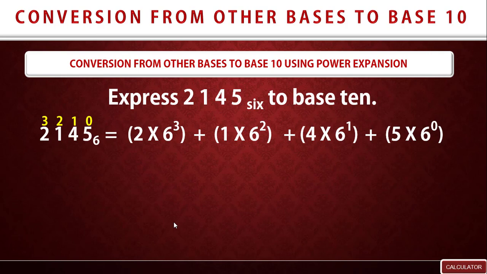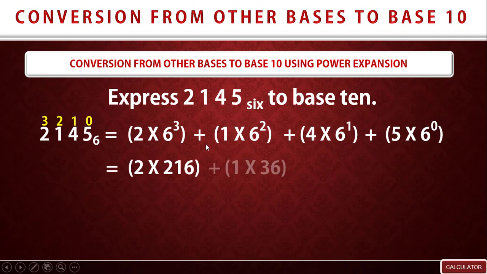So you can make use of your calculator to do that. So we now have 2 times 216, and then the next one right here, 6 squared, that's 6 times 6, that gives us 36. So we have plus 1 times 36. And then the next one, 6 raised to the power 1, that is 6. Anything raised to the power 1 is that same thing. So we have plus 4 times 6 there. And the next one, 6 raised to the power 0. Anything raised to the power 0 is 1. So we have plus 5 times 1.